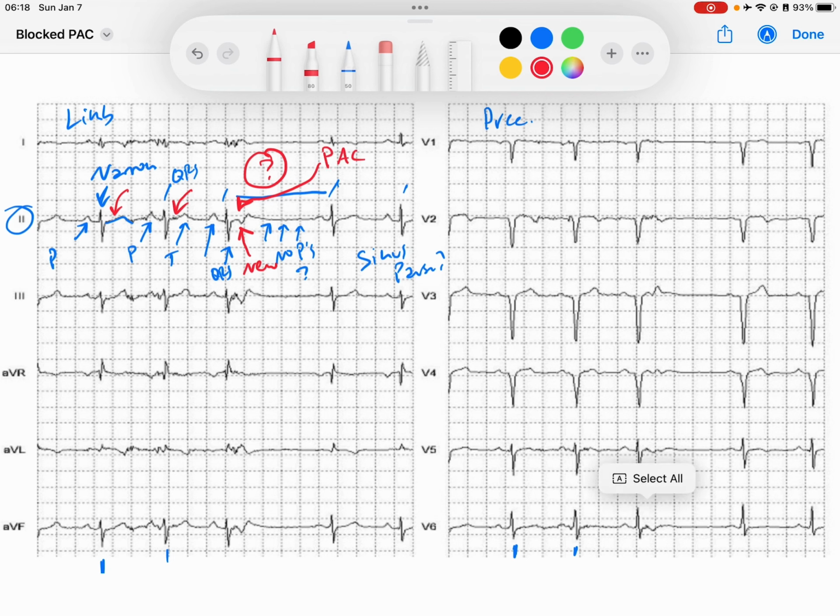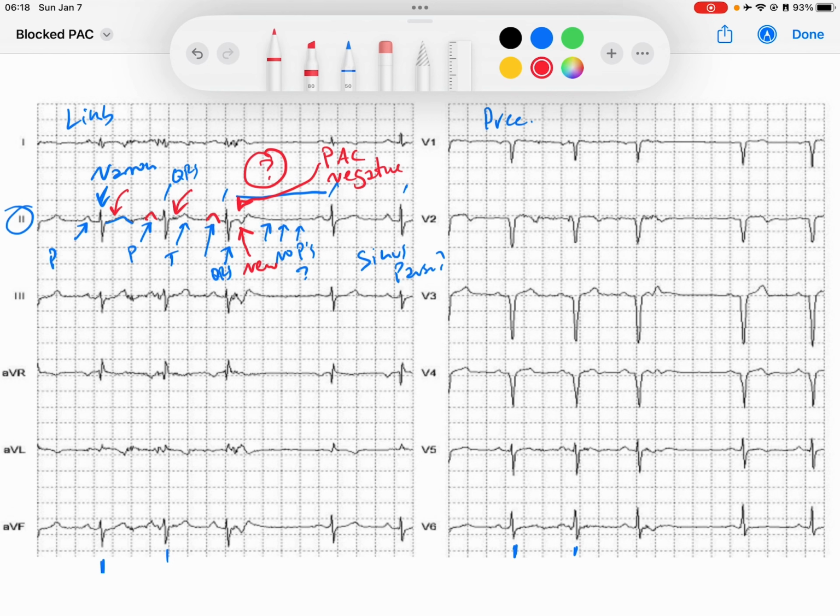Notice that the morphology of the PAC is different from the normal atrial P waves. The normal P waves that we see are upright, but this is a negative deflection. That's telling me that it's coming from somewhere else in the atria.